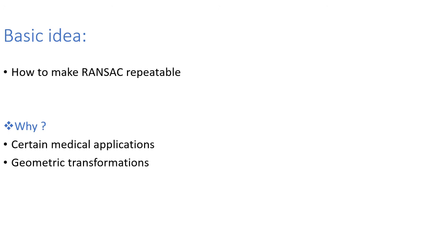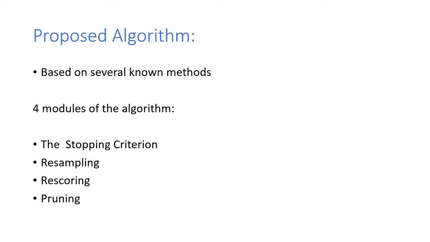Let's get into the method. The proposed algorithm is based on several known methods. Some models are given. What is the stopping criterion? When should the algorithm be terminated? After getting the set of tentative inliers, there is resampling, rescoring, and pruning to further improve the set we got. Let's take them one by one.